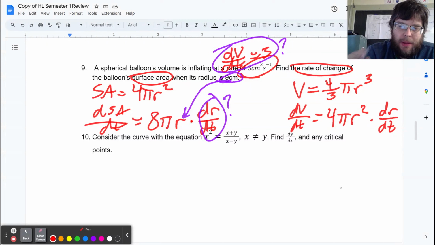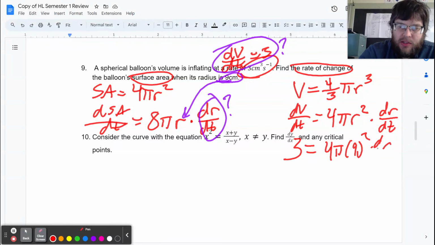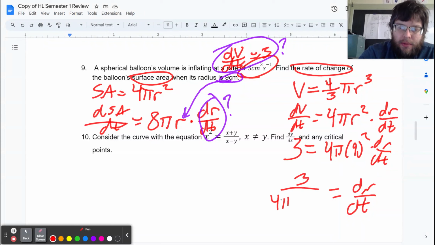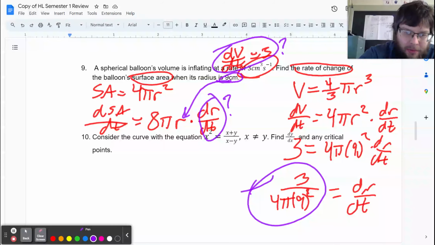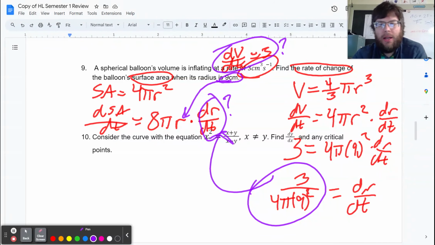Okay, anyway, my point with doing this is now I have that dV/dt is 3, I have that r is 9, and I can solve for dr/dt. So dr/dt is 3 over 4 pi times 9 squared. And now I can substitute that piece of information right there, and it comes out to some big number or a small number, and you just type it into your calculator to get it.